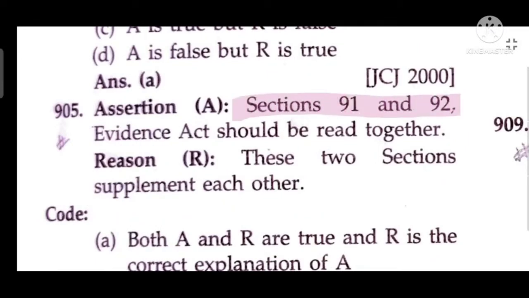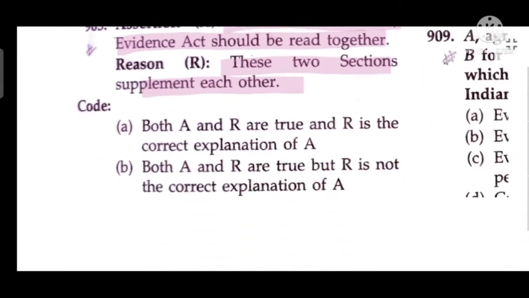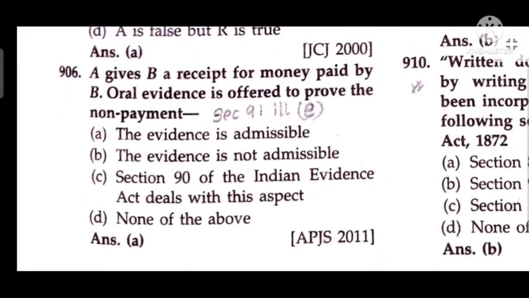Sections 91 and 92 of the Indian Evidence Act must be read together. These two sections are supplementary to each other. A gives B a receipt for money paid by B. Oral evidence is offered to prove the non-payment. The evidence is admissible.